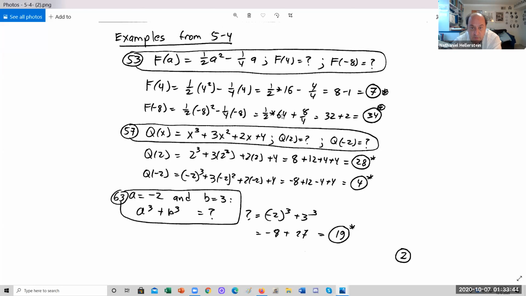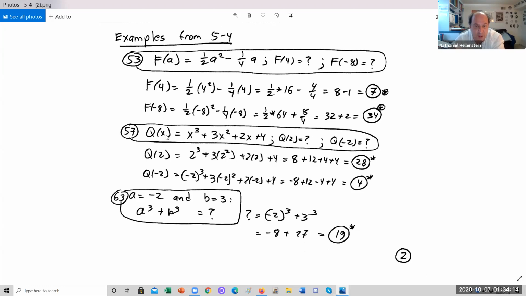-8 squared is 64. So 1/2 of 64 minus a negative makes a plus, 8/4. 1/2 of 64 is 32 plus 8/4 is 2. 32 plus 2 makes 34. Does that make sense? Yeah. It's just drudgery. That's the worst part about it. It's just go through the steps until it's done.